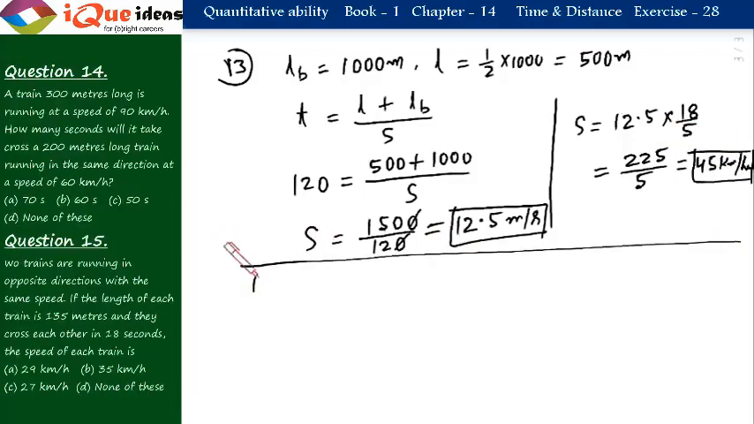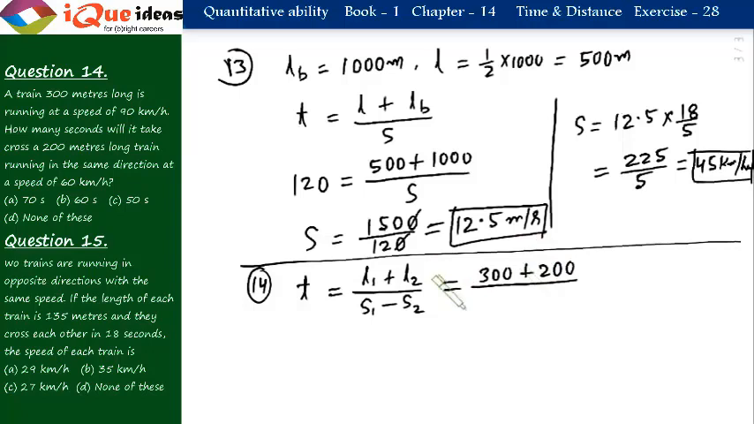Let's take up the next question, question number 14. It says a train 300 meters long is running at a speed of 90 kilometers per hour. How many seconds will it take to cross a 200-meter long train running in the same direction at a speed of 60 kilometers per hour? So straight away, time is equal to the length of one train plus the length of the other train divided by, now here the direction is the same, so the speed of the first train minus the speed of the slow train, the second train. So the time taken would be equal to the first train length, 300 meters, plus the second train length, 200 meters, divided by the speeds, which are given in kilometers per hour.